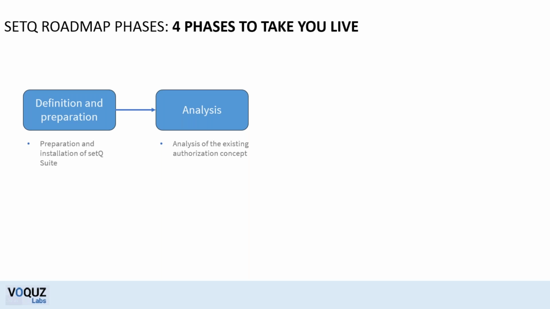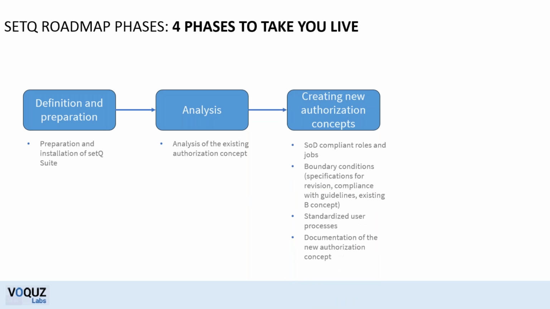We then do some analysis. We analyze the current status of your existing authorization concepts. Is there something that we can take across? We have processes for doing a transfer of the authorization concept, or we can build a new authorization concept for you. If it's the latter, creating a new authorization concept, we start off with a set of specific activities. We make sure that all the SOD compliant roles and jobs are in place.